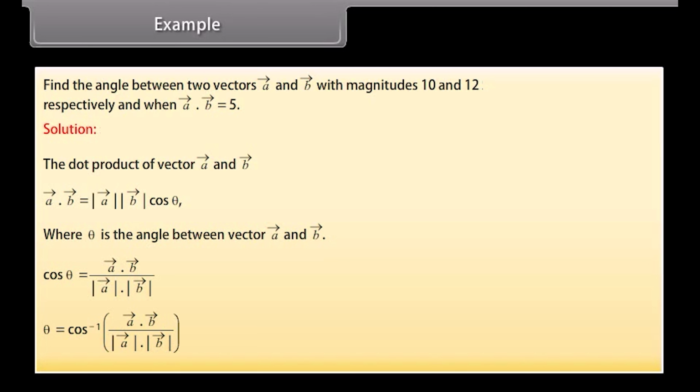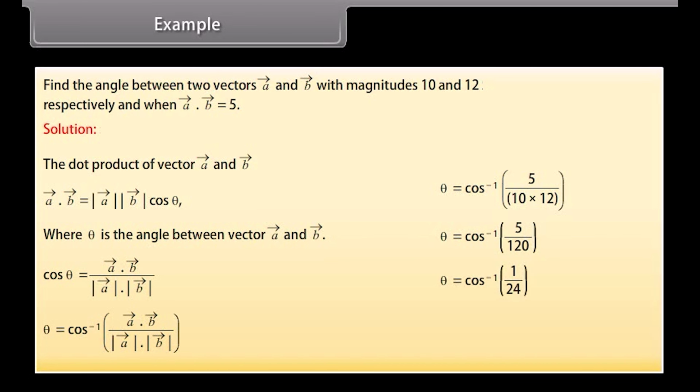Theta equals cos inverse of the dot product of A and B by magnitude of A into magnitude of B. Theta equals cos inverse 5 by 10 into 12. Theta equals cos inverse 5 by 120. Theta equals cos inverse 1 by 24. Theta equals cos inverse 0.04167. Theta is equal to 87.61 degrees.